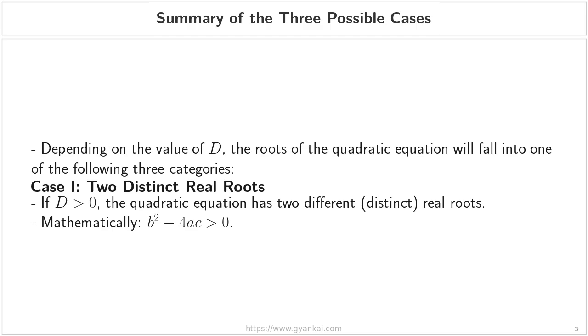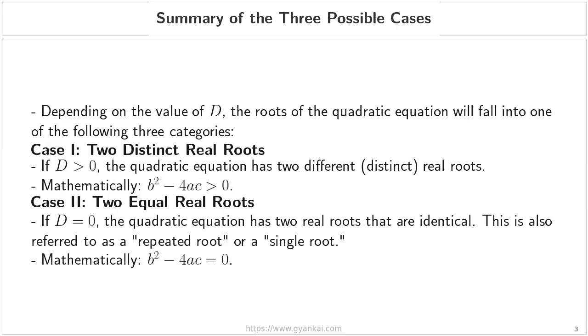If the discriminant is greater than 0, the quadratic equation has two different or distinct real roots. Mathematically, this means that b squared minus 4ac is greater than 0. In this scenario, if you were to graph the equation, you would see the parabola crossing the x-axis at two separate points. Next, we have case 2, two equal real roots.